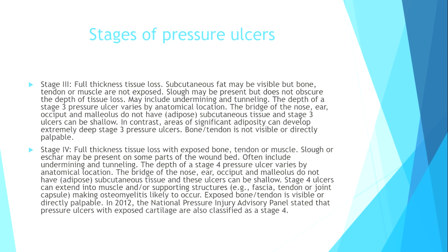Stage 4. Full thickness tissue loss with exposed bone, tendon or muscle. Slough or eschar may be present on some parts of the wound bed, and often includes undermining and tunneling. The depth of a stage 4 pressure ulcer also varies by anatomical location. The bridge of the nose, ear, occiput and malleolus do not have adipose subcutaneous tissue, and these ulcers can be shallow.